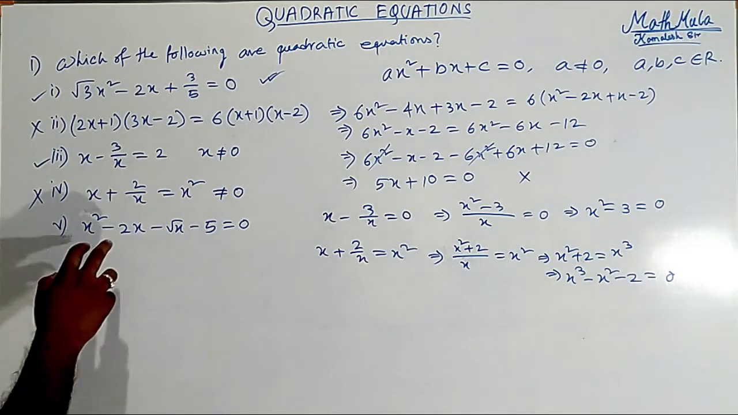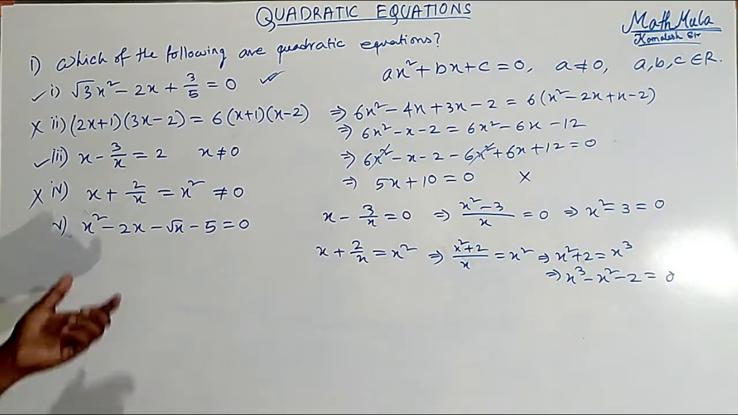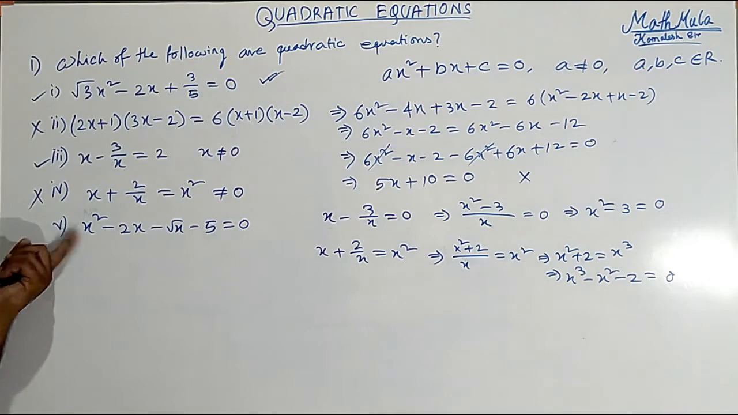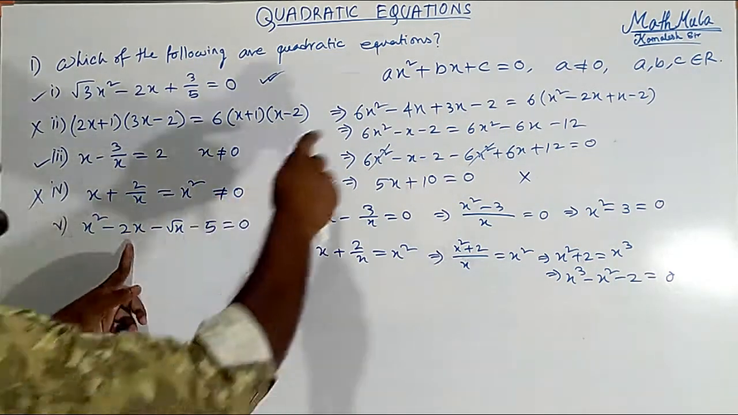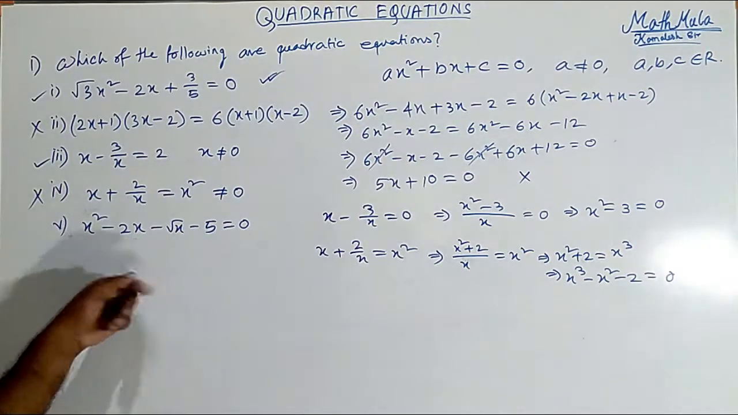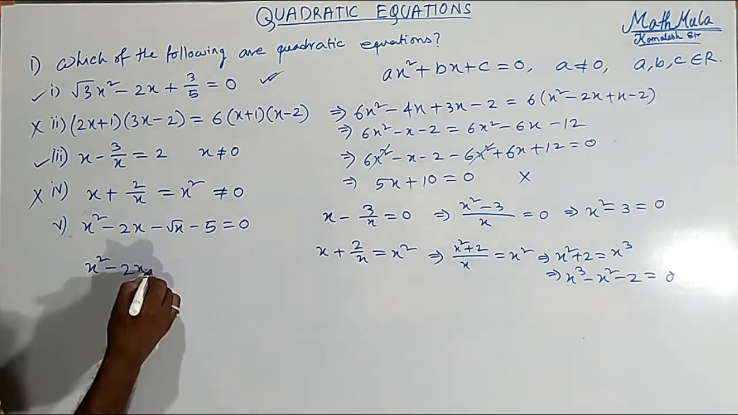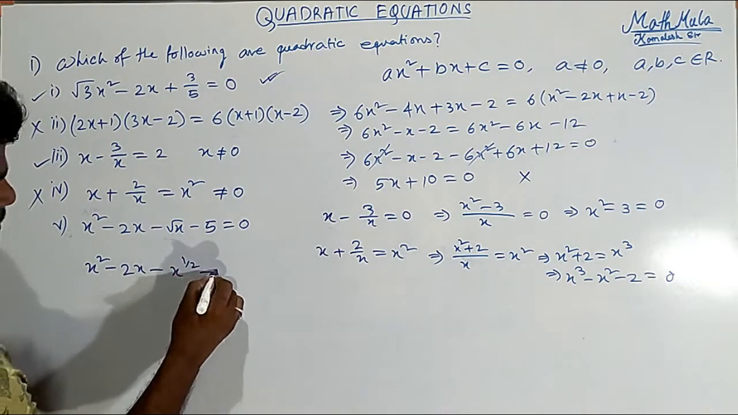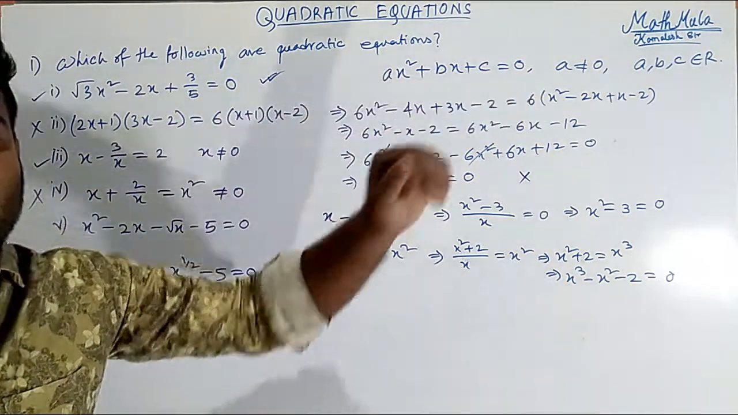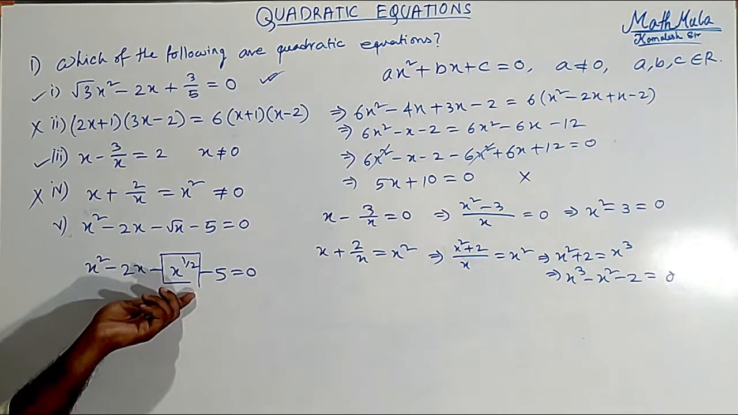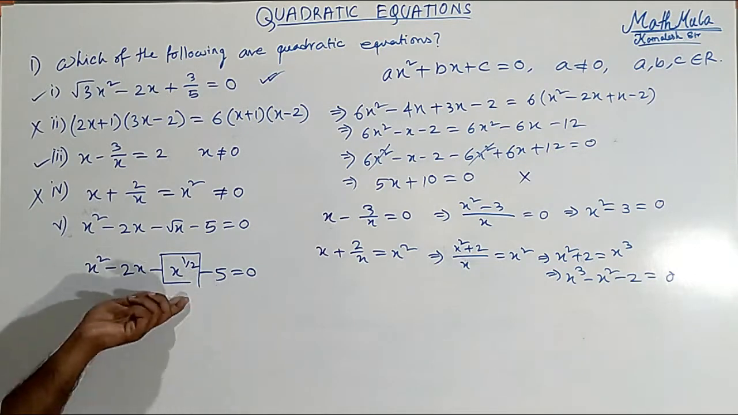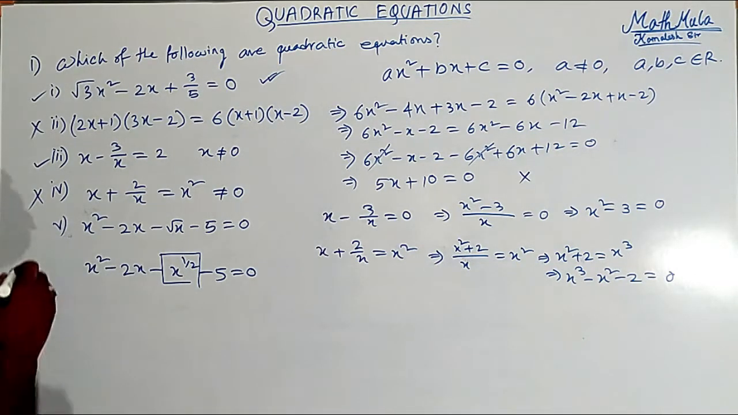Now we check for number 5. Now look, in this equation, this is x square, that is ax square. Okay. Now this is minus 2x, that is plus bx in this form. Okay. Now minus root x means we can write x to the power half. Now in the general form of quadratic equation, there is no such form of the variable like this. So this is the extra term of this equation. So this is not a quadratic equation. That's it.